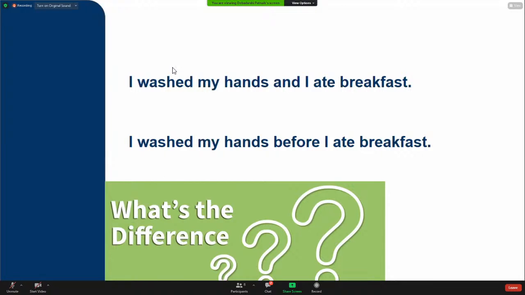Verb is an action word, what we are doing actually. So wash is the verb, and eating something is also an action, also a verb. Two things are happening. I wash my hands. I ate breakfast. The past tense of eating is ate, and I just join the two activities by using this "and".